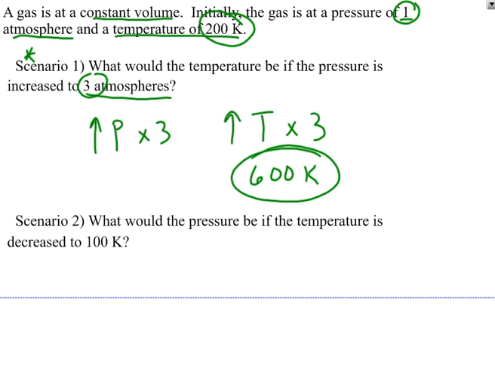This only works if the temperatures are in Kelvin, so if you are given a problem in Celsius, you would have to first change your temperatures to Kelvin.